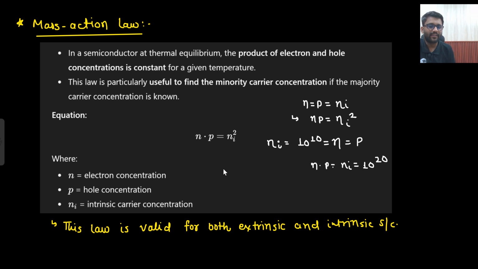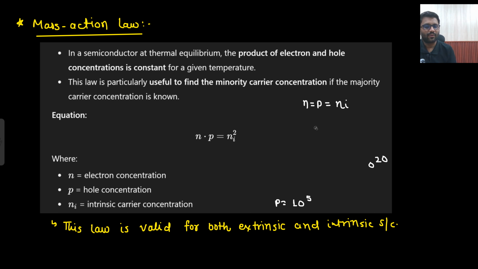Now I did the doping. I doped donor atoms, and because of that doping, my number of electrons became 10 to the power 15. So what will be my number of holes? The number of holes will be 10 to the power 5, because 10 to the power 15 multiplied with 10 to the power 5 is 10 to the power 20. So we will always make sure that the number of electrons multiplied with the number of holes equals ni square. Is that okay for you? We will see a lot of questions, it will be clear to you, don't worry.